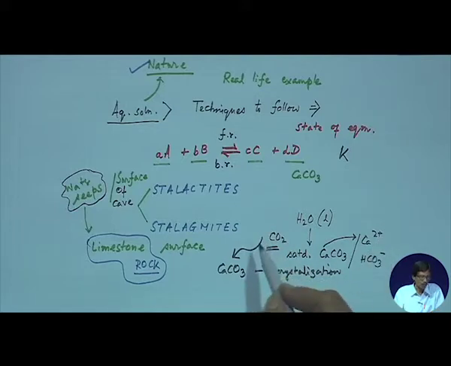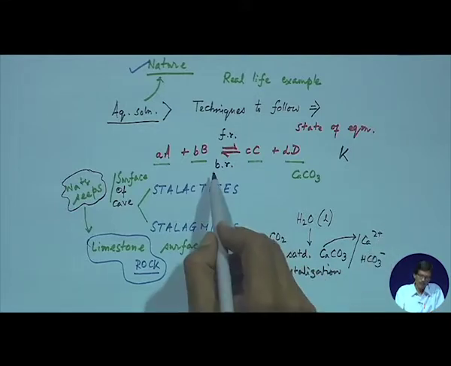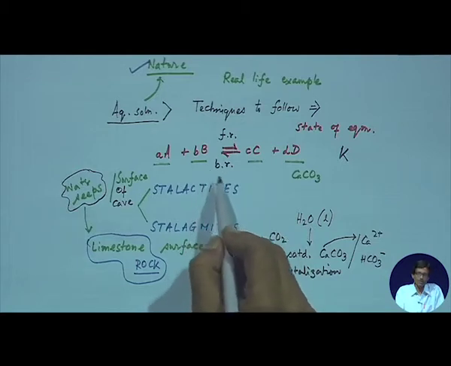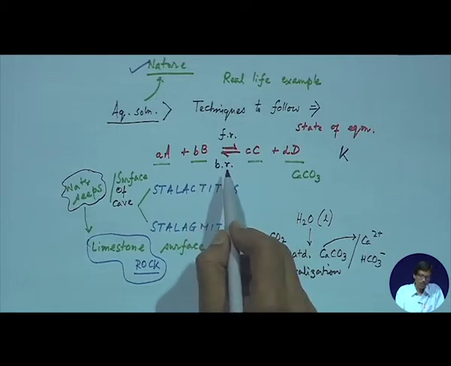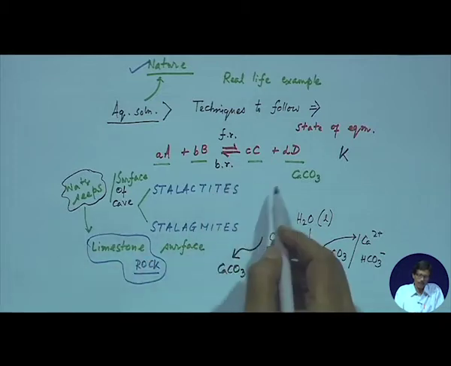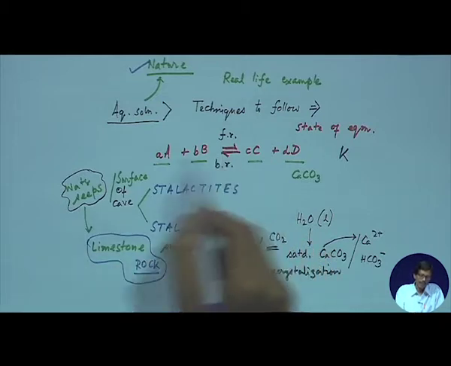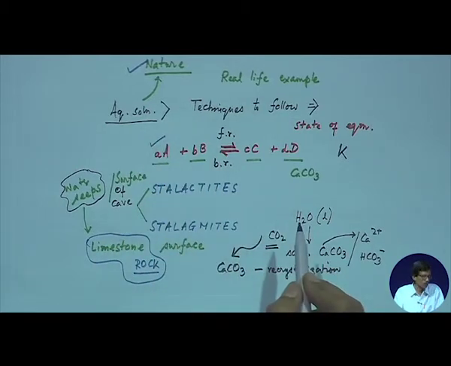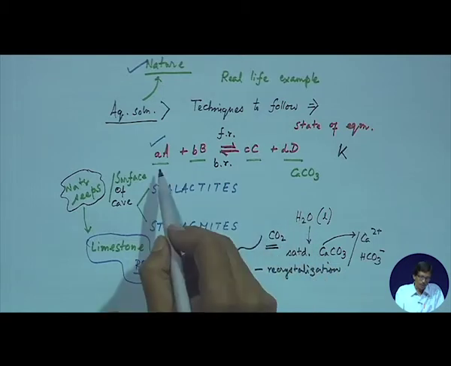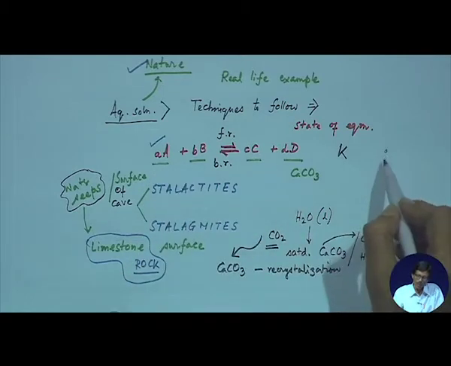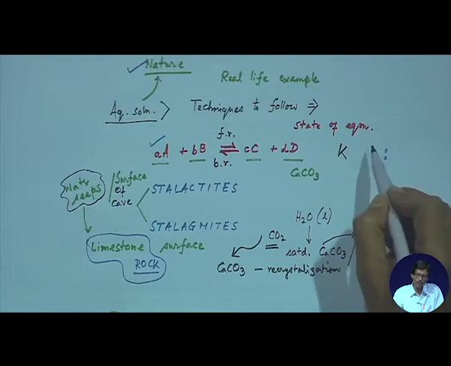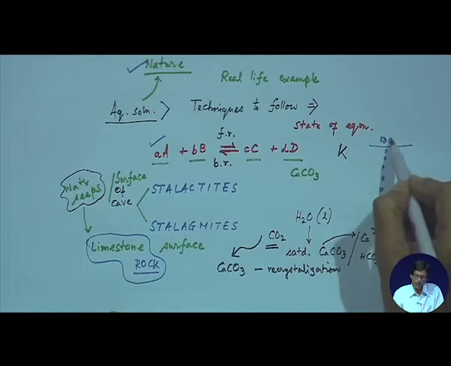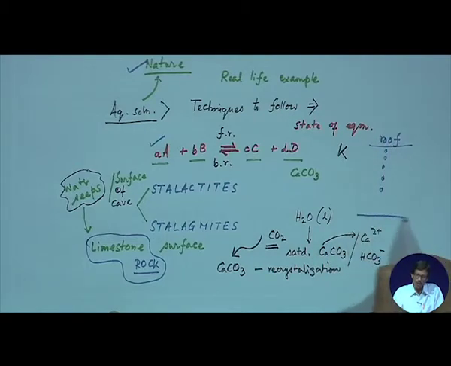When CO2 is not there, what is happening? The reverse process is favored. I wrote in the reaction that the reverse reaction is taking place, that means more and more calcium carbonate will be deposited over there. So, this deposition takes place depending on how the drops are forming from the roof of the cave or how they are getting deposited from the floor.